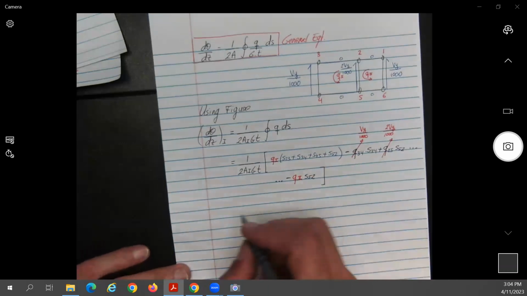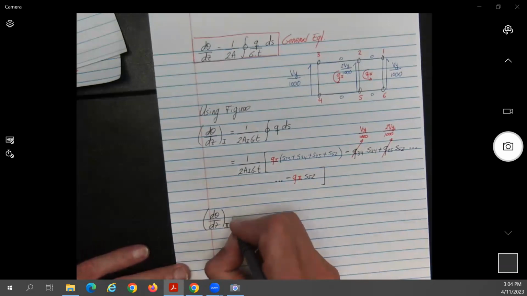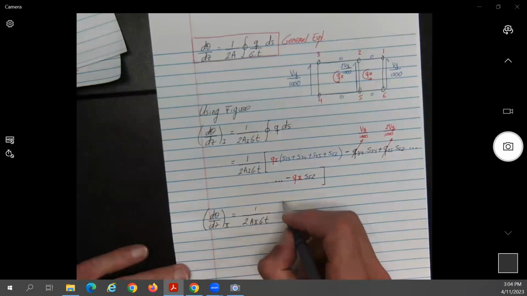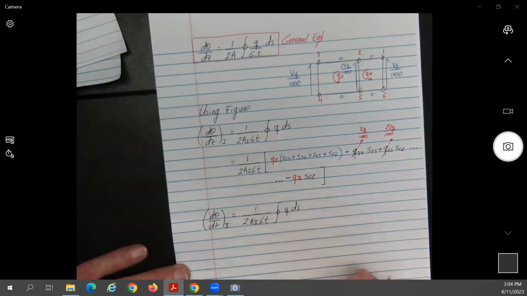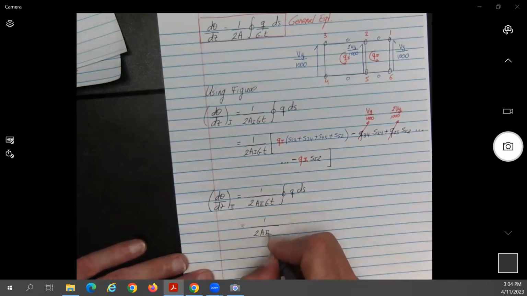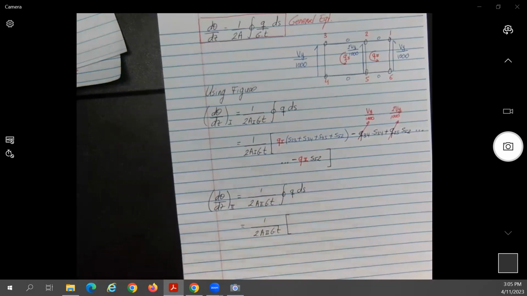Okay, similarly, d theta dz of the second cell will be equal to what? 1 over 2 A2 GT. You go around cell 2. The 1 over 2 A2 GT. We do the same thing. Let's maybe follow the same order.